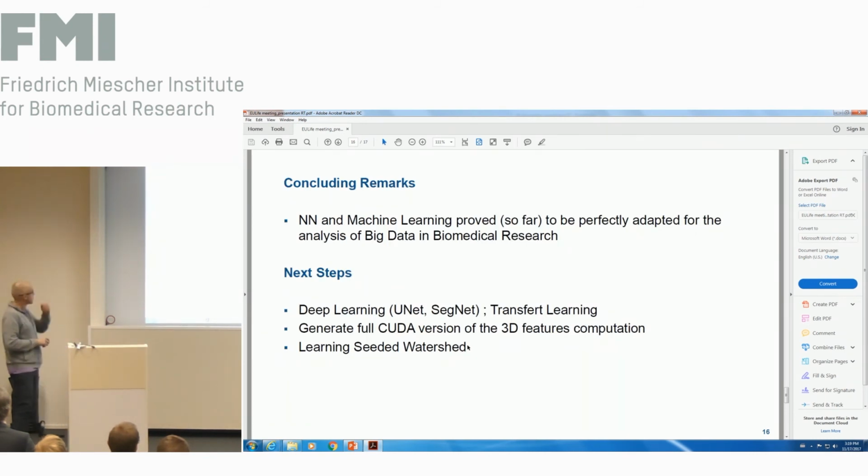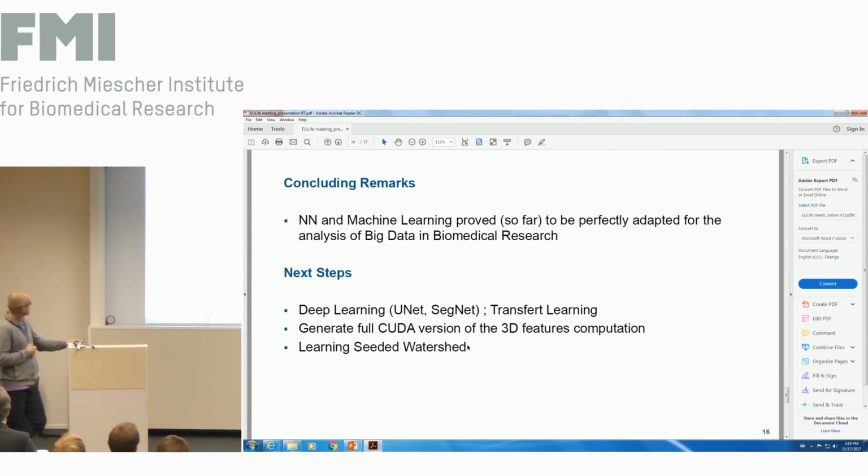In concluding remarks, we have seen so far that neural networks are perfectly adapted to the problems we had to solve. First, because they are accurate. We have a very accurate segmentation of your object, so you can track it error-free. And because they are fast.